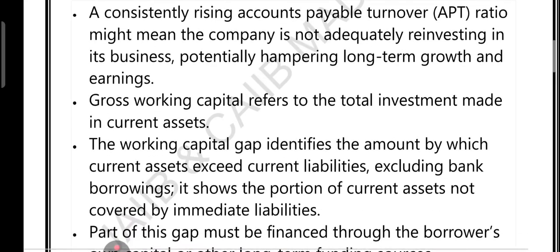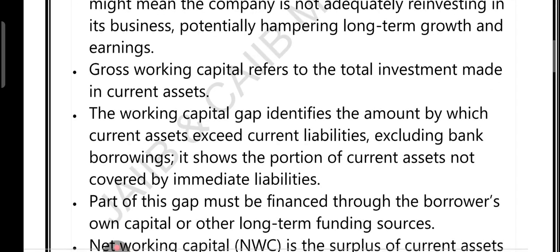So first of all, gross working capital refers to the total investment in current assets like cash, stock, receivables, etc. So what is your total investment in current assets? That is shown by the gross working capital, right? I hope it is clear. Total investment made in current assets is called gross working capital.